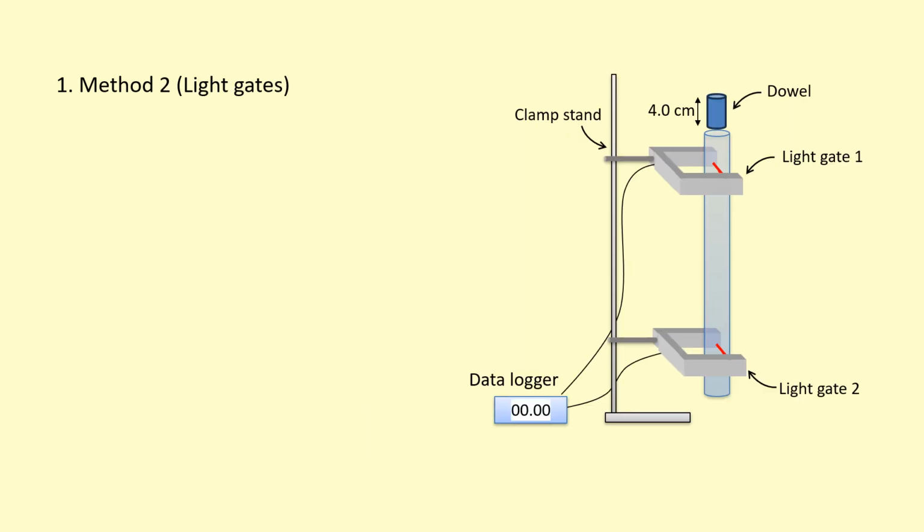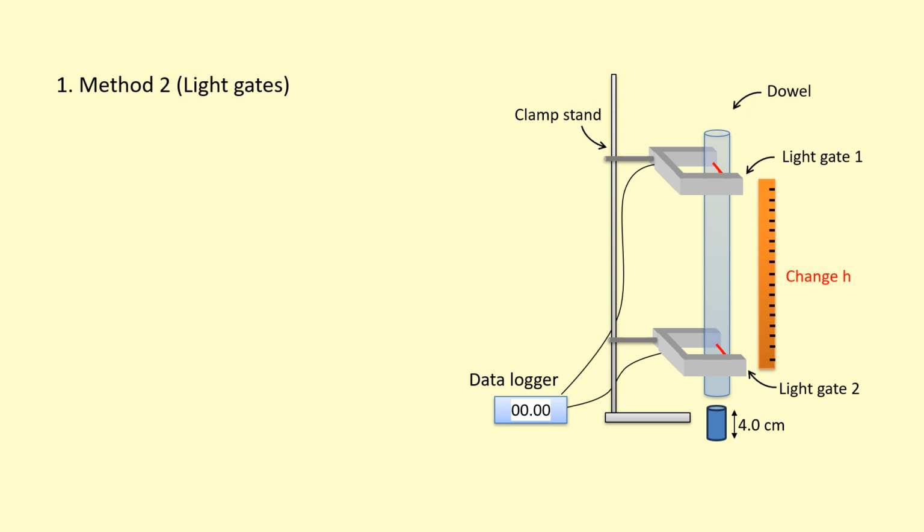Method 2 involves using light gates. You can either use 1 or 2 light gates. I'm going to go through the method using 2 light gates first. So we're again changing the height that the object is falling through, and in this example, we're going to let it fall through the 2 light gates. The data logger is going to give the time it spends going through light gate 1 and the time it spends going through light gate 2.